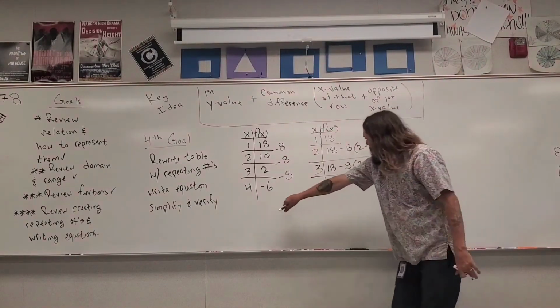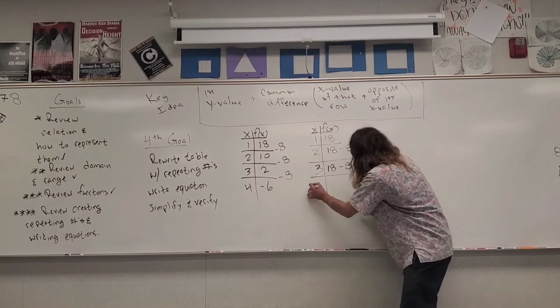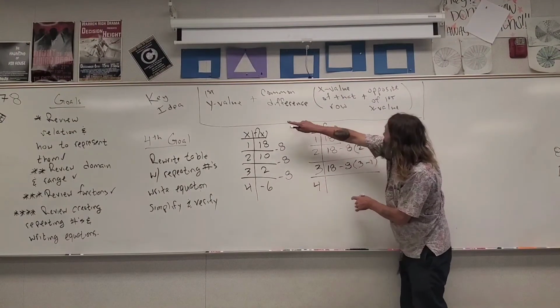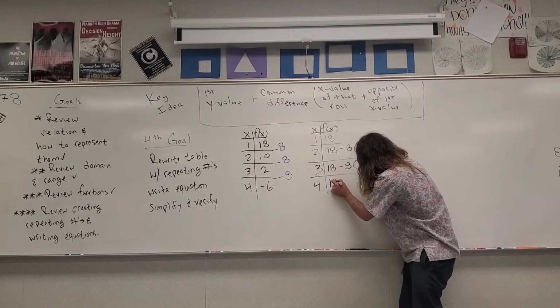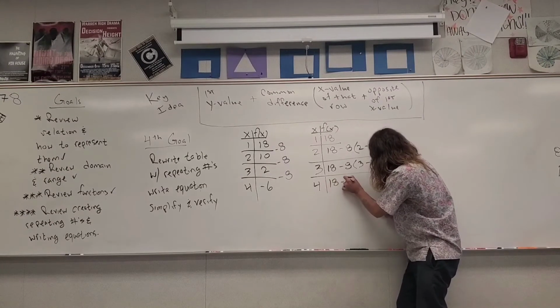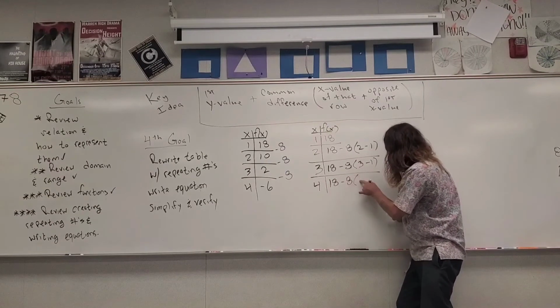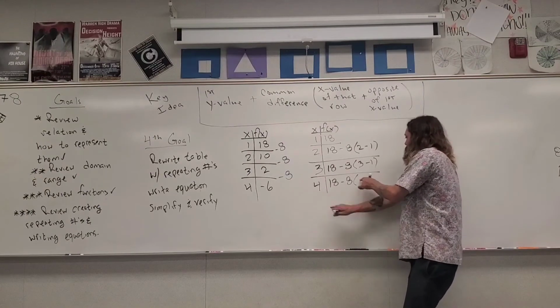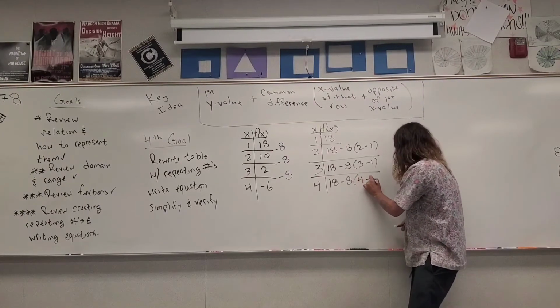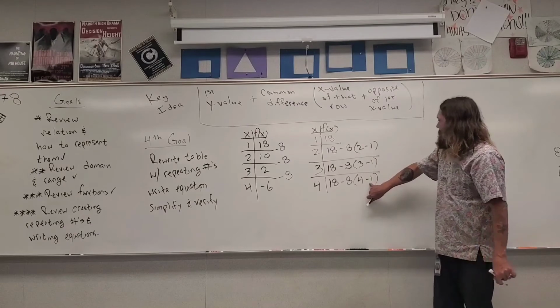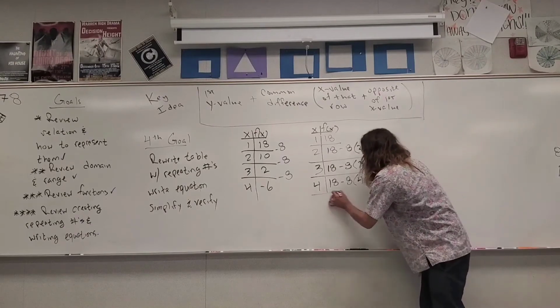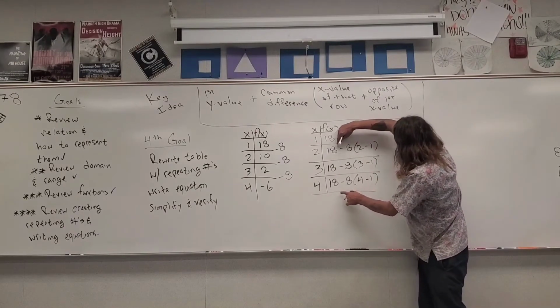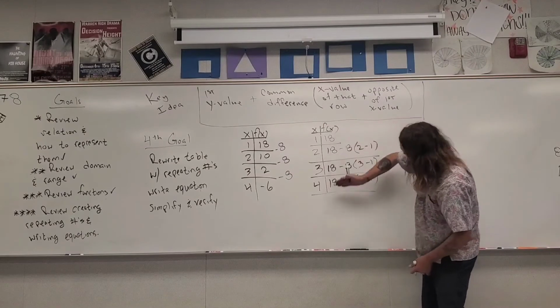All right, let's do this for this last row. Here we go. So 4. So again, it's first y value, which is 18, plus my common difference, so it's minus 8, parentheses. The x value of this row is 4, and the opposite of my first x value is minus 1. All right, so I've got repeating numbers, and all the other numbers stay the same throughout.